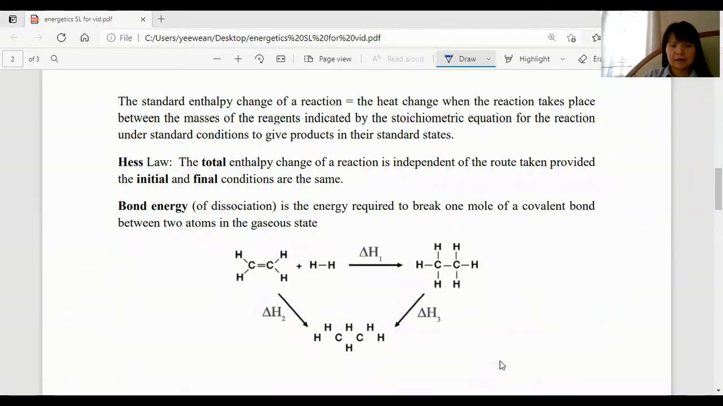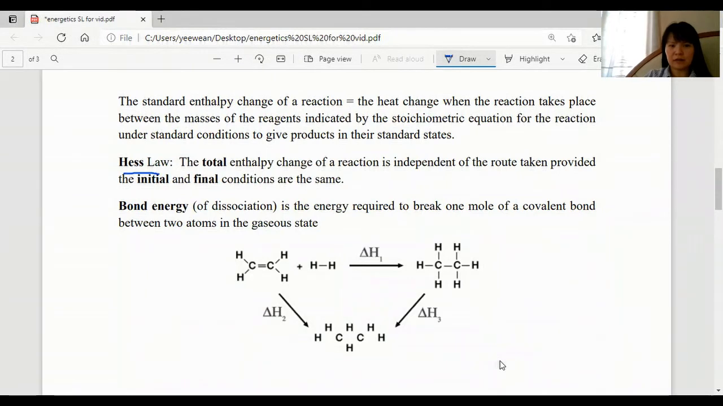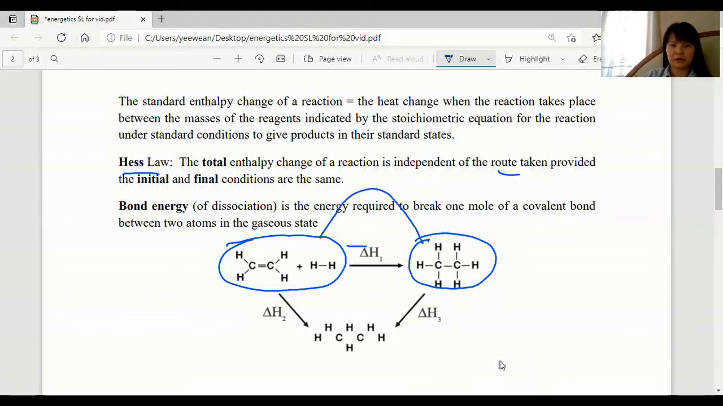Okay, next part is Hess's Law. Hess's Law says that the total enthalpy change of a reaction is not dependent on the route taken. So no matter what route we take, as long as we start from the same place and end up at the same place, it doesn't matter if we use this route or this route or this route. We did start from here and end here. They all are the same.